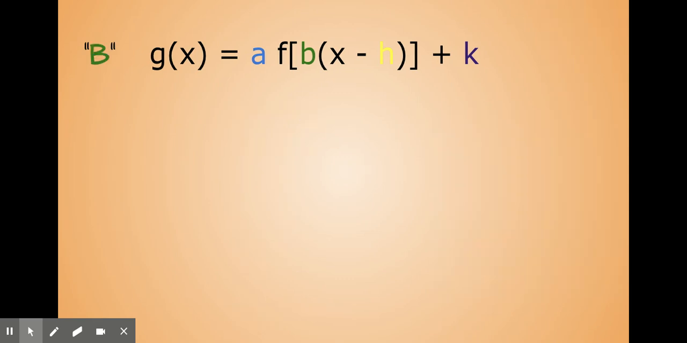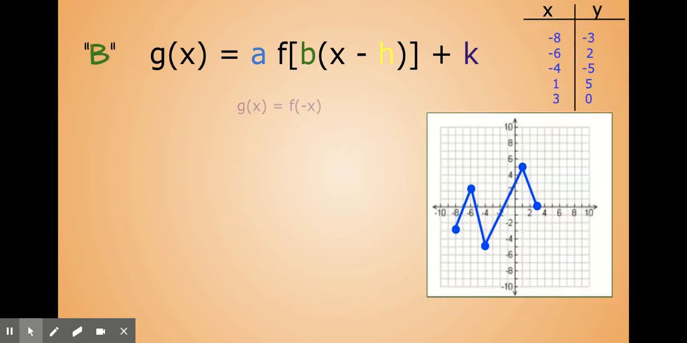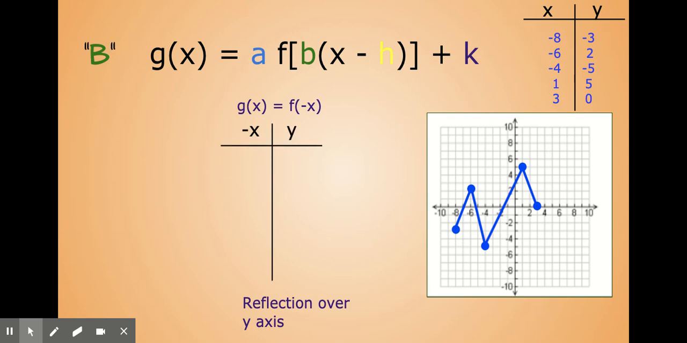Okay, the other type of reflection is located inside of my function. So you're going to see a negative inside your function, or in this case, inside my parentheses with x. That's in place of my b value. When it's inside of your function, that's going to be a reflection over the y-axis. So now I'm going to make my x's negative, or change the sign of my x values.